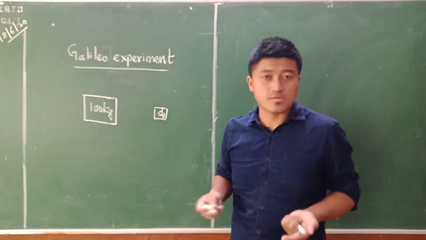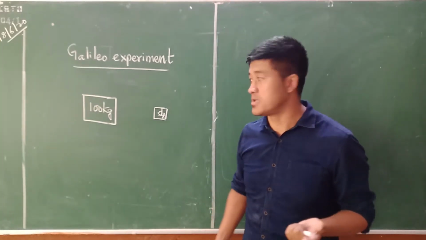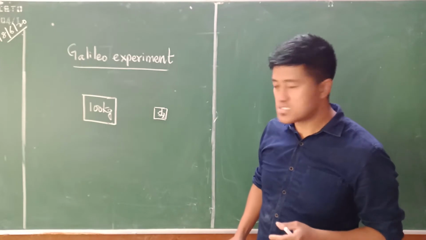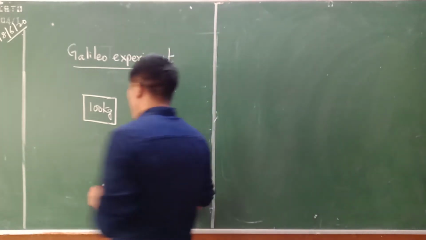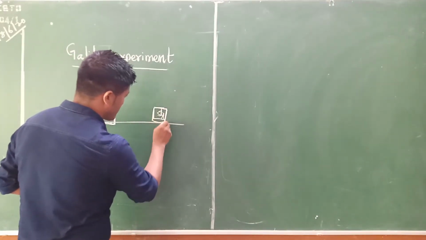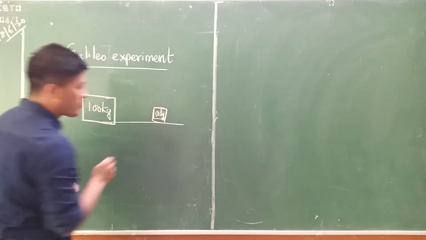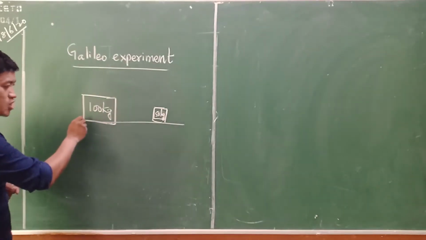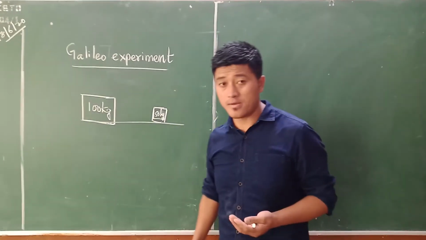This is important for us to know, that yesterday we were talking about the acceleration due to gravity. Let me take one example here. According to Galileo, there is a 100 kg object and a 50 kg object, and they were dropped from a certain height.